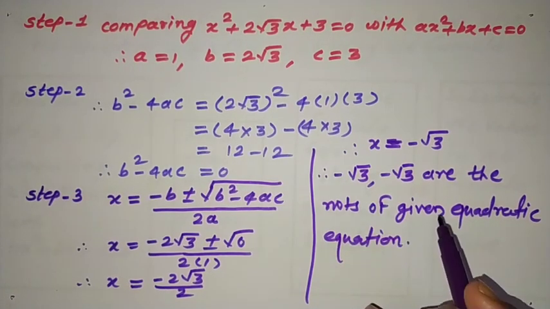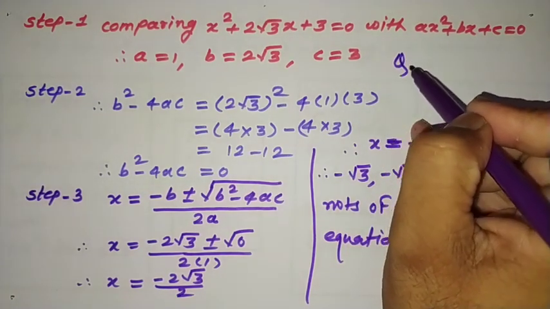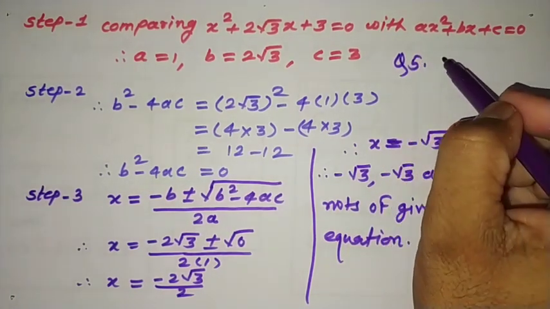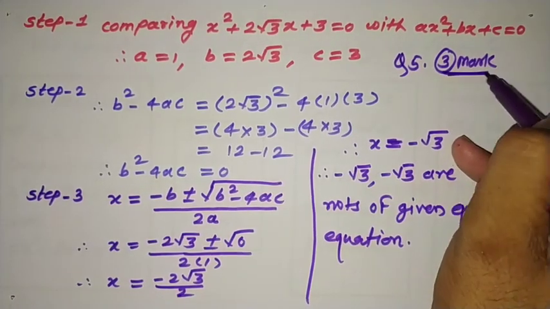This type of question is asked in the question paper. Question number 5, for 3 marks, this type of question is asked on the question paper.